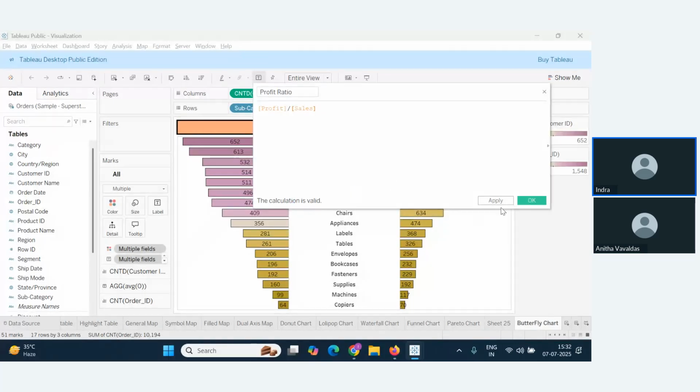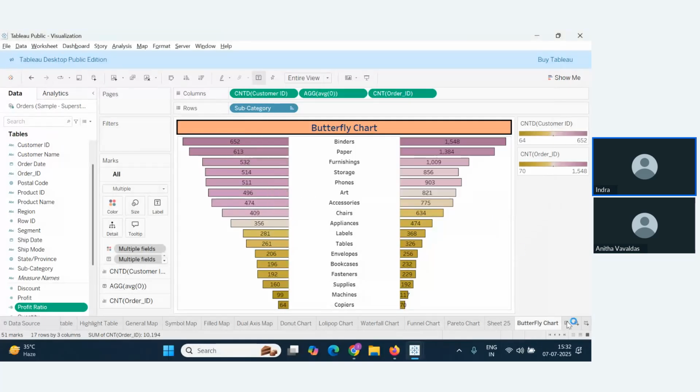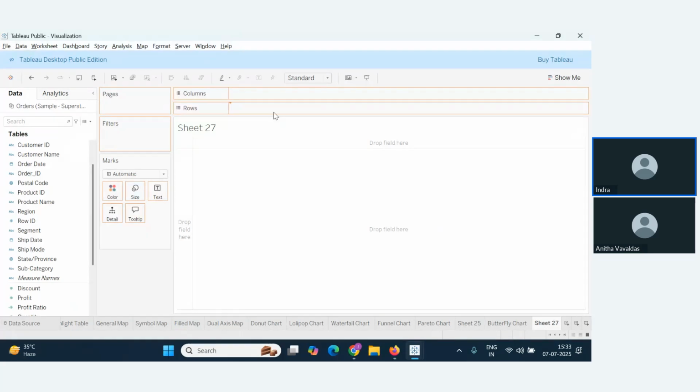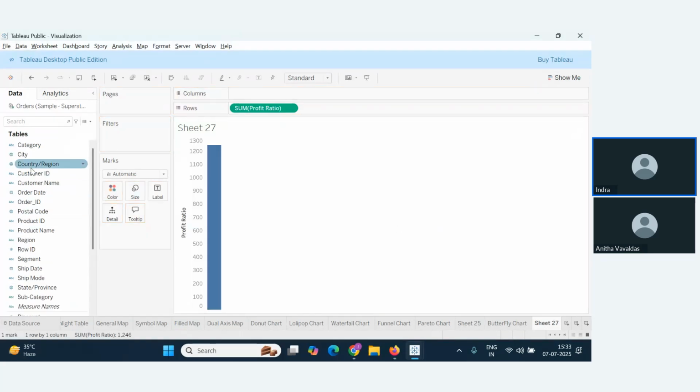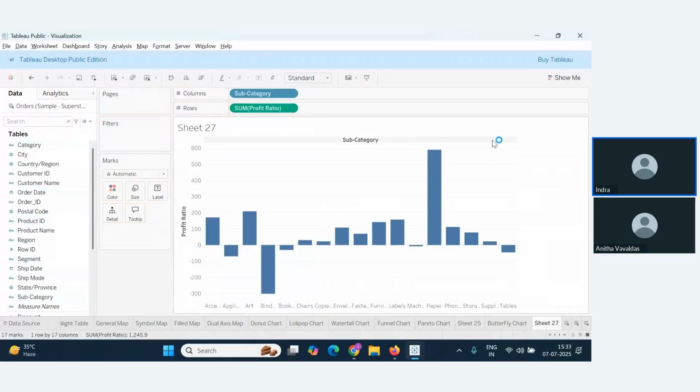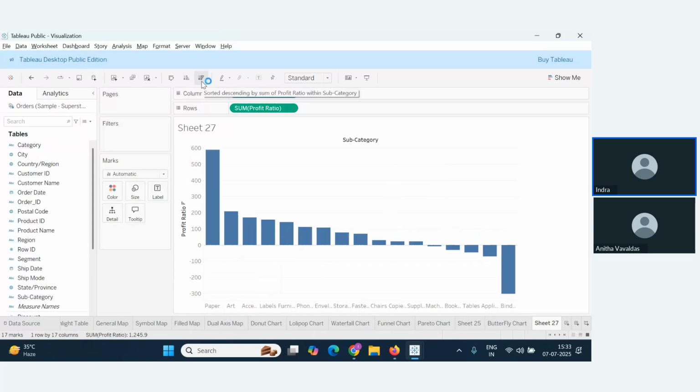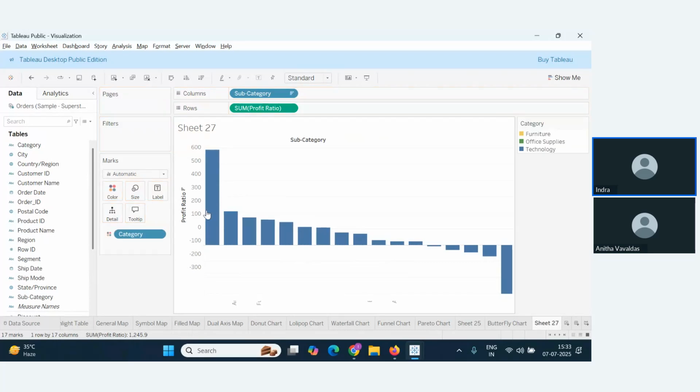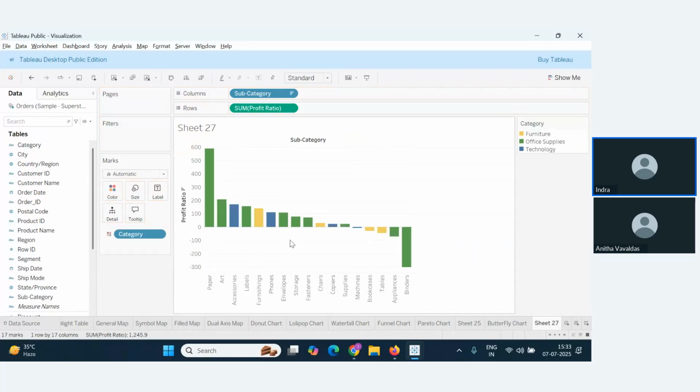Okay, calculation is valid. Click on apply and click on OK. Okay, go to the new sheet. You can see this is the profit ratio of, let's say, I want to find out the profit ratio of subcategory. Okay, this is the profit ratio, overall profit ratio.